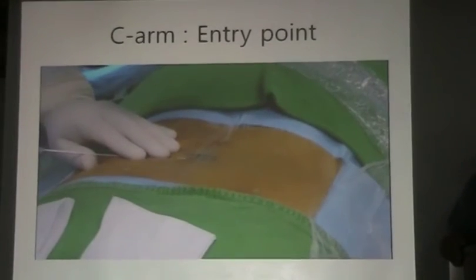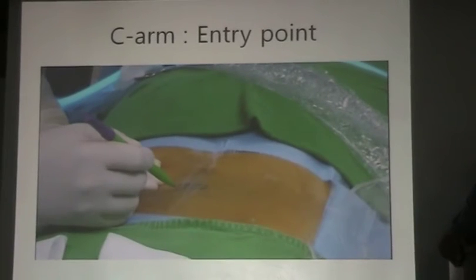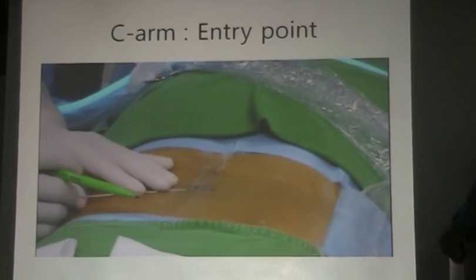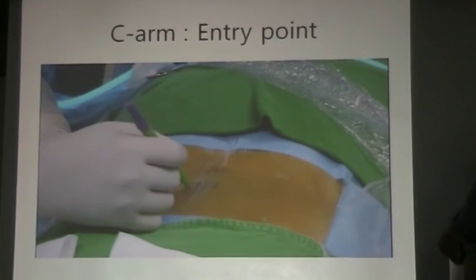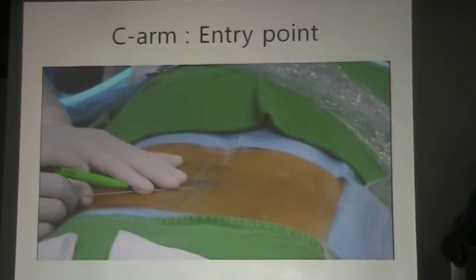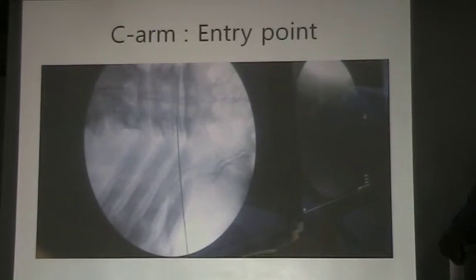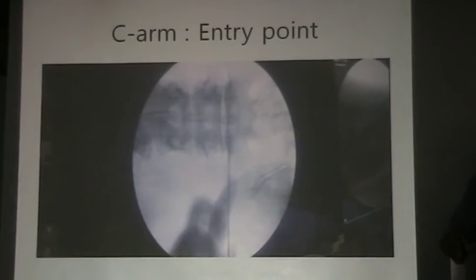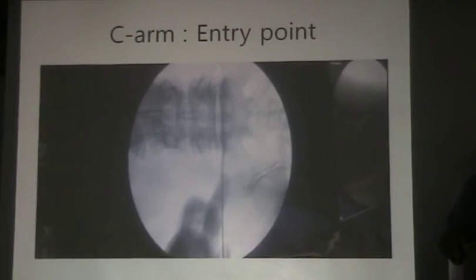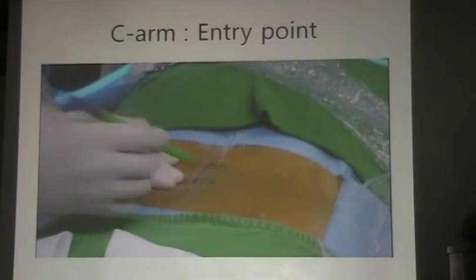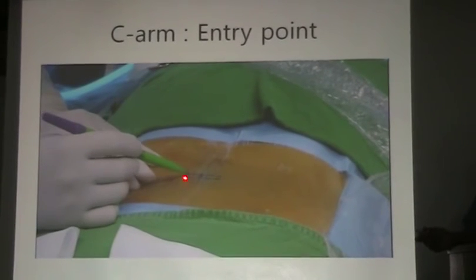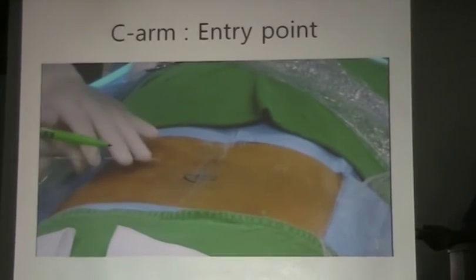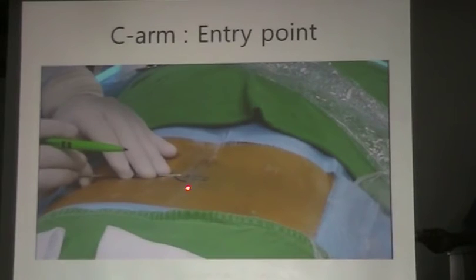Next topic is percutaneous endoscopic interlaminar discectomy. Interlaminar lumbar endoscopic discectomy is usually done under epidural block. Yes. C-arm AP and lateral mapping. The mapping of the interlaminar space, like this. Mapping the interlaminar space.